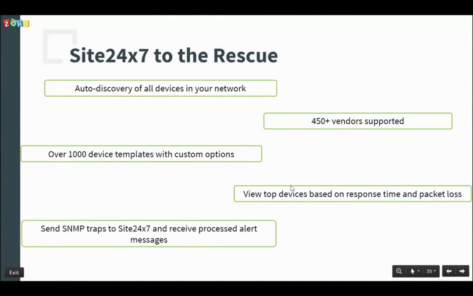Network systems are prone to errors, and it's even more difficult to find any anomalies in such large environments. Site 24/7 not only processes the SNMP traps and displays them, but also instantly notifies Zilker for immediate resolution.